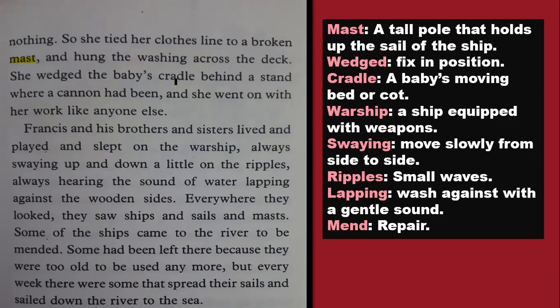She wedged the baby's cradle. Wedged is fixed in position. So she will fix in position the baby's cradle. A cradle is a baby's moving bed or cot. So she had a small baby. Definitely Francis must have had younger brothers and sisters also. So what his mother did, she fixed the baby's cradle. A cradle is like a jhula, what you have for children, behind a stand where the cannon had been. So now the cannon was no more there, and so she would fix it where the cannon had been, and like all other women, she would go on with her work.